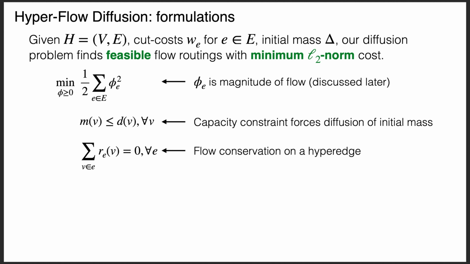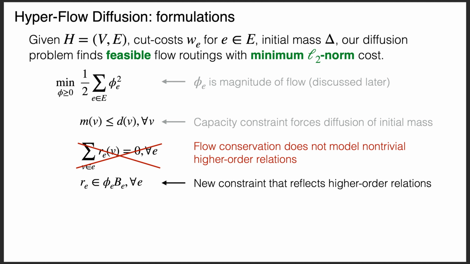Now, in the objective function, I have not introduced the variables phi_e yet, but for now, you can think of phi_e as the magnitude of flow. The first constraint is the capacity constraint we talked about, which requires the net mass to be no more than the degree, and this forces diffusion of initial mass. The second constraint is the flow conservation we talked about, but also remember that we said flow conservation alone is not rich enough to model higher order relations. Therefore, we replace it with a new constraint.